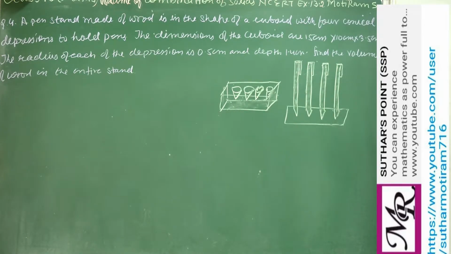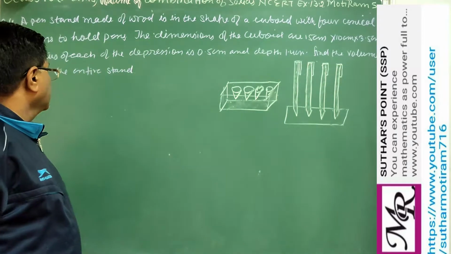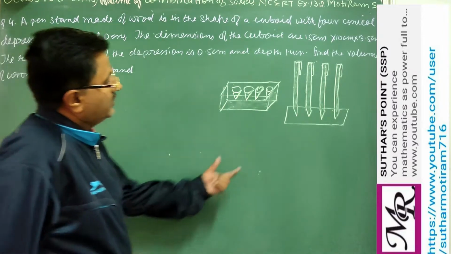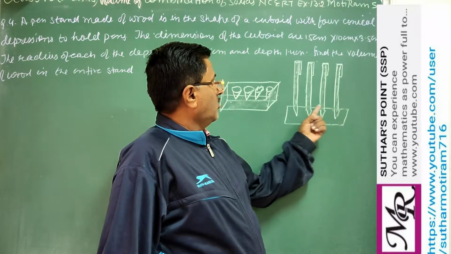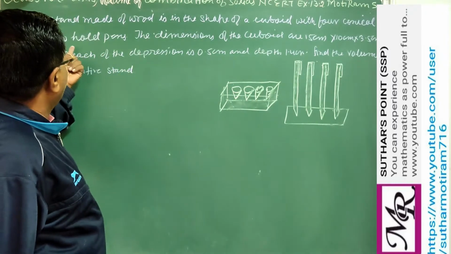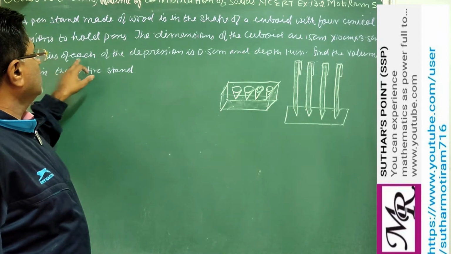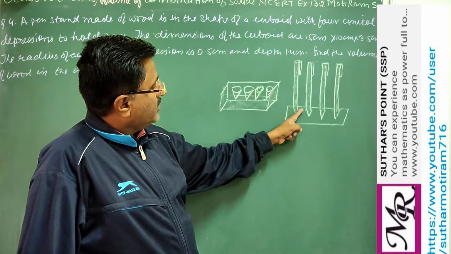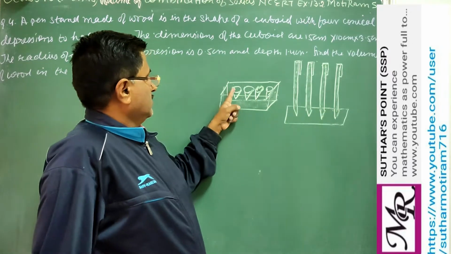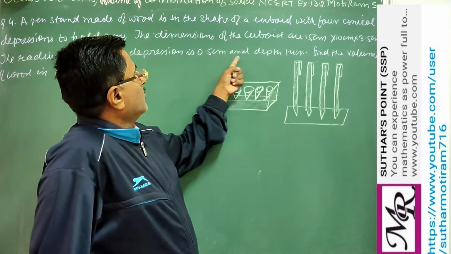Next, problem number 4. A pen stand made of wood in the shape of a cuboid with 4 conical depressions to hold pens. So as we are given here, a pen stand of wood, and there are 4 holders, we can say, which hold the pen. The dimensions of the cuboid are given. The radius of each of the depressions. This is the depression where we can stand the pen. You can see the magnified form like this, which is in the form of a cone.